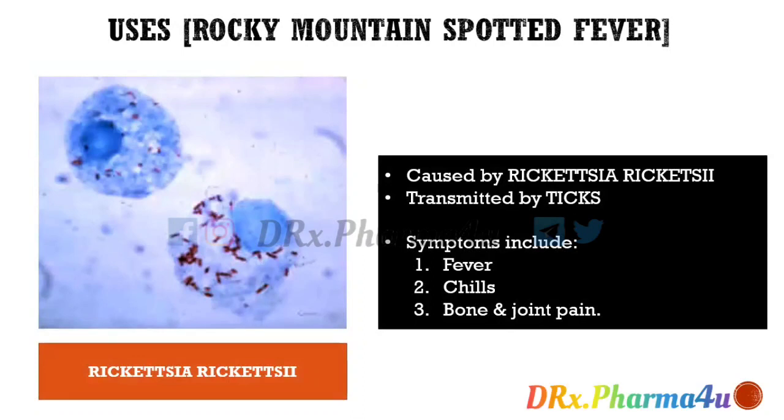Then next we come to Rocky Mountain spotted fever. So this is caused by an organism known as Rickettsia rickettsii. This is not very common here. It is usually common in the United States and those kinds of hilly areas mainly. So this is also transmitted by ticks. As I showed in another disease, Lyme disease, this is also transmitted by ticks. The symptoms include fever, chills, bone and joint pain. Bone or joint pain is usually known as arthralgia.